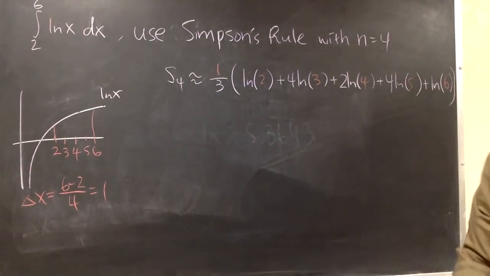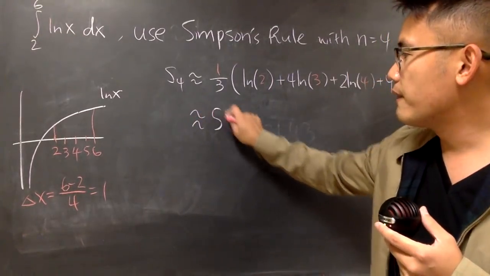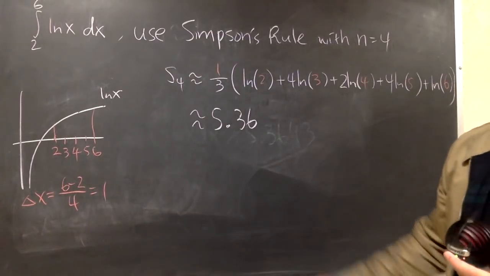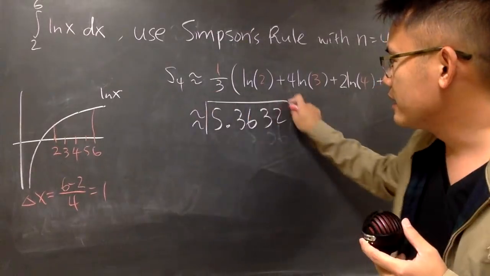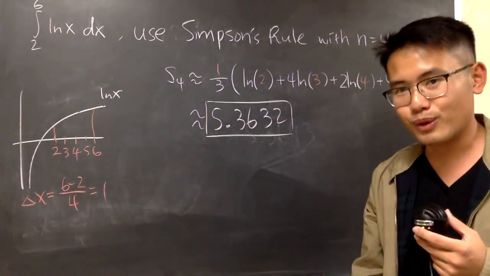And of course, once you have this right here, you can just enter this on your calculator. This is approximately 5.3632 after that, like this. So this right here is it if you use the Simpson's rule to do the approximation for that integral.